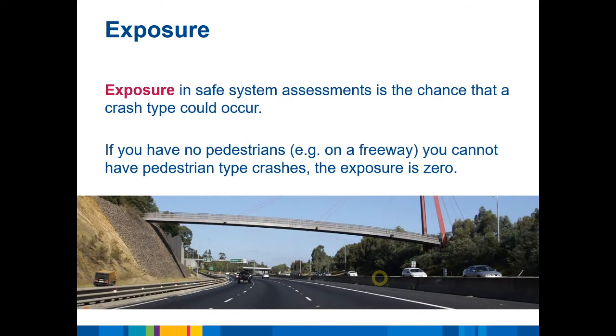Okay, so here's questions 6, A, B, and C are coming up. What is exposure? Exposure in safe system assessment is the chance that a crash type could occur. If you have no pedestrians, you cannot have pedestrian type crashes, so the exposure is 0. If you have no motorcyclists, you cannot have motorcyclist type crashes. If you have a small number of cars, you have a small exposure for car type crashes. If you have a very large number of cars, you have a large exposure for car type crashes. That's basically how exposure works.